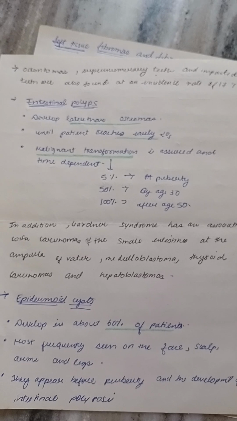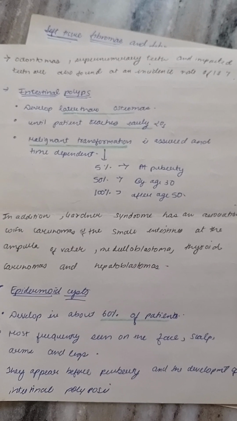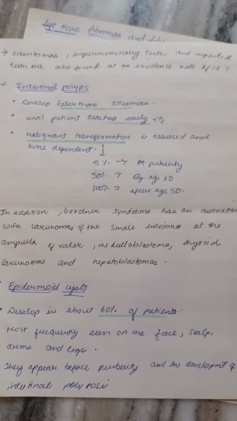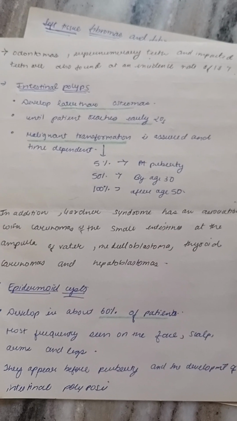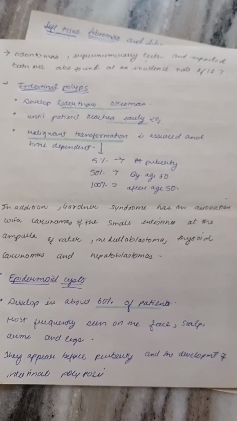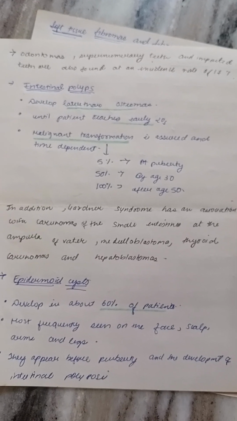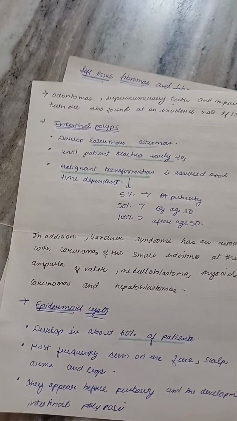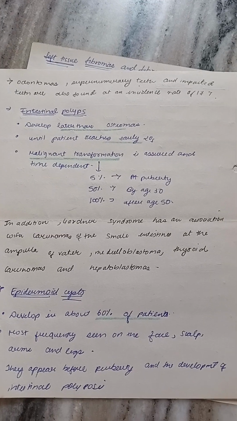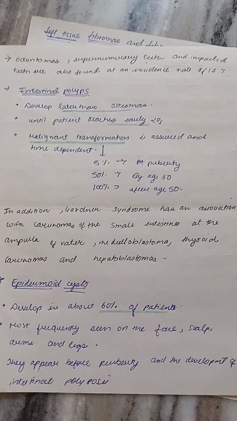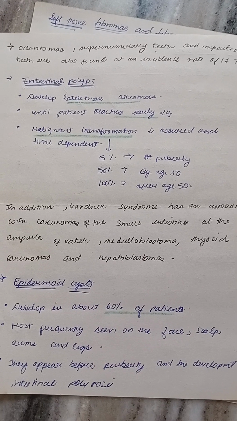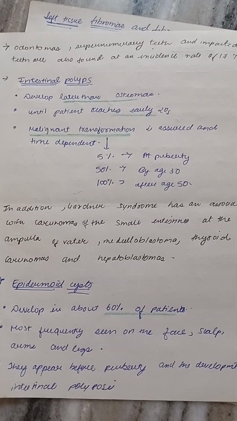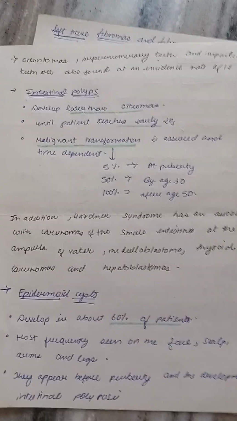Epidermoid cysts develop in about 60% of patients. Epidermoid cysts are found in 60% of patients. Most frequently seen on face, scalp, arms and legs. These are the common sites for epidermoid cysts. They appear before puberty and before the development of intestinal polyposis. So epidermoid cysts appear before puberty and before intestinal polyposis. Osteomas and epidermoid cysts both come before intestinal polyps. Intestinal polyps come after these two.